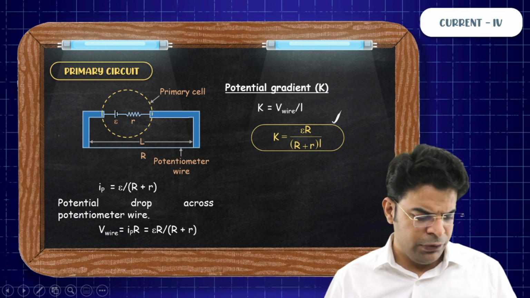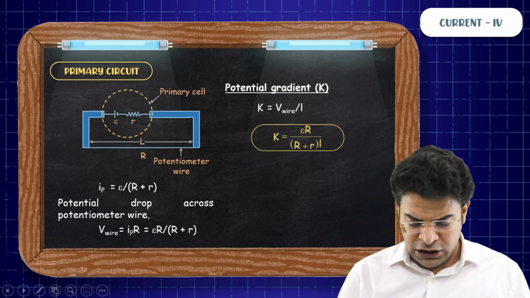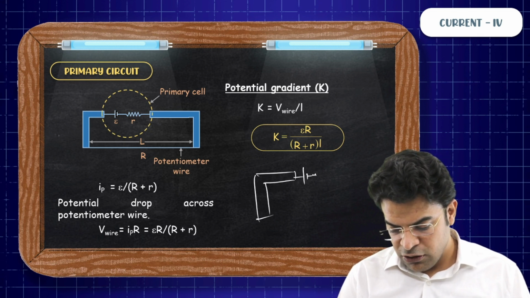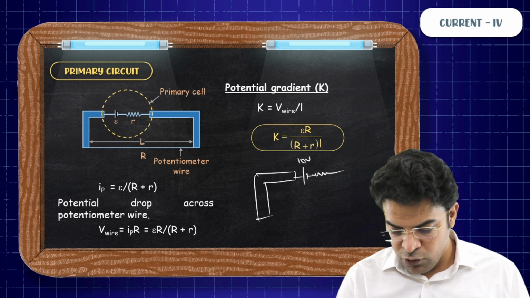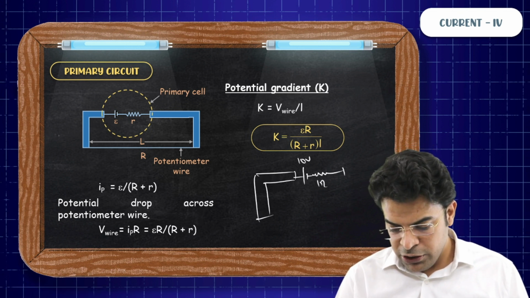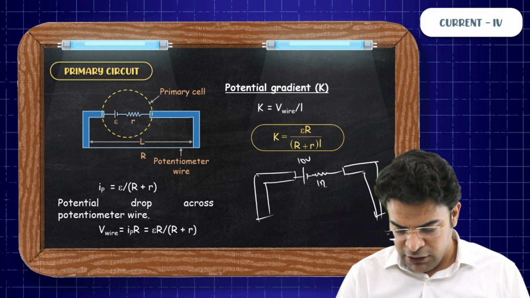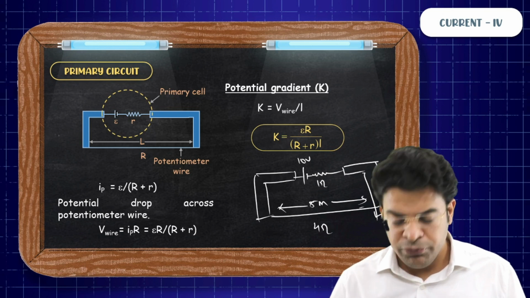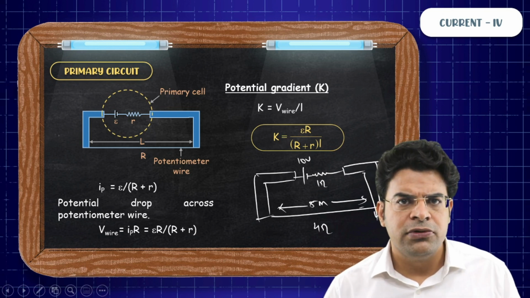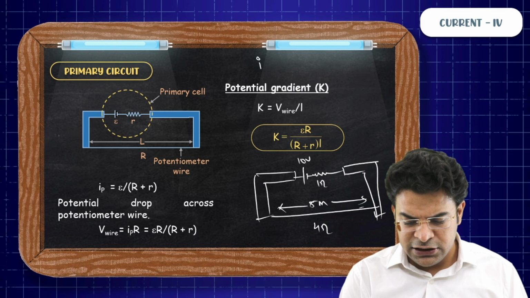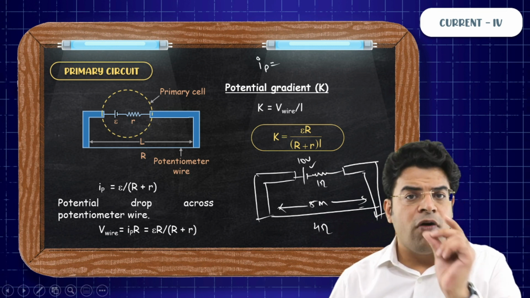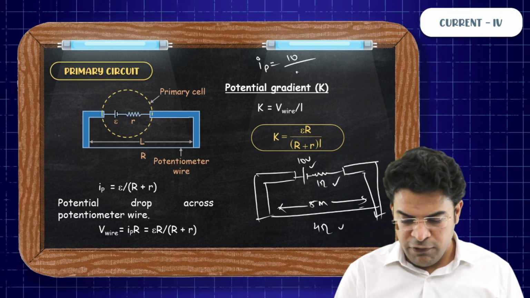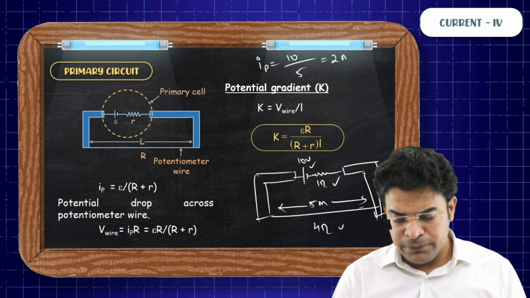It's very easy. They might give you a question like, if there is a primary circuit in which the cell is of EMF, let's say 10 volt, the internal resistance is 1 ohm, and we have a potentiometer wire of length 5 meter and resistance of 4 ohm, determine the potential gradient. So it's quite easy. The current in this circuit has to be the EMF of the driving cell, 10 volt, divided by the resistance of the loop, which is 1 plus 4, 5. So the current has to be 2 ampere.